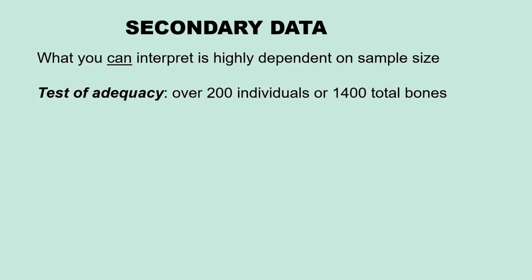Now that you've collected your primary data, how can you take that a step further using secondary data? What you can interpret is highly dependent on sample size. This cannot be emphasized enough. You must meet the test of adequacy to be able to compare your assemblage with other assemblages. That is, your assemblage must have over 200 individuals, or at least 1,400 total bones.